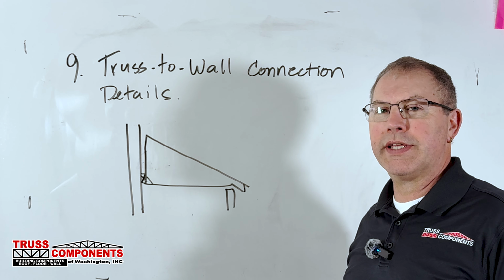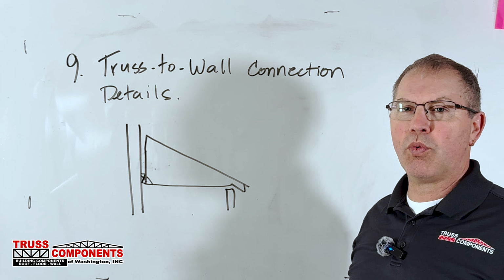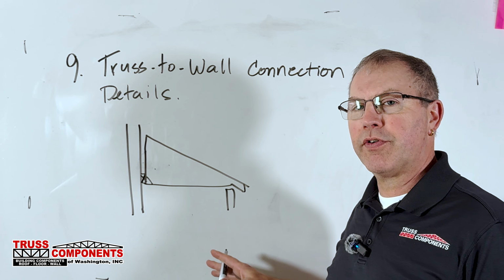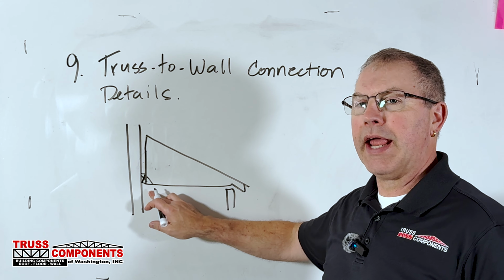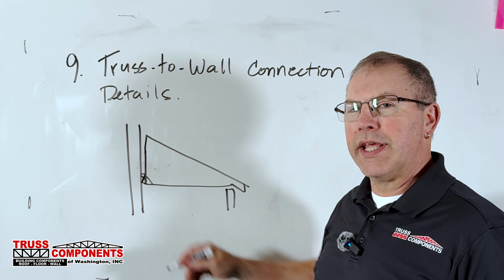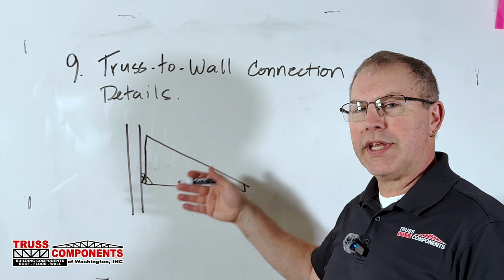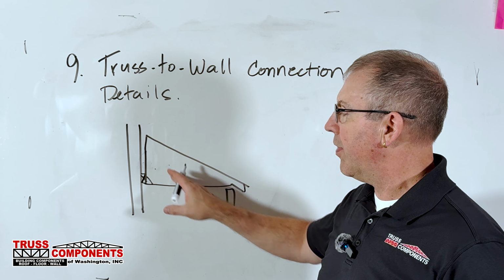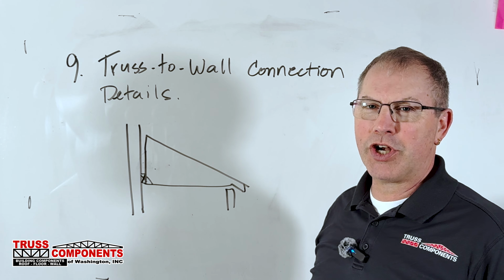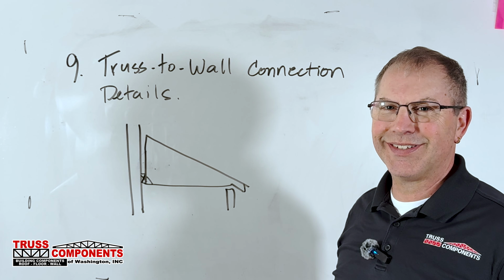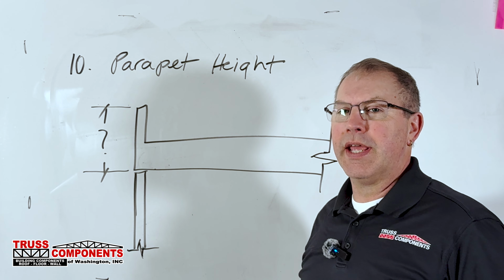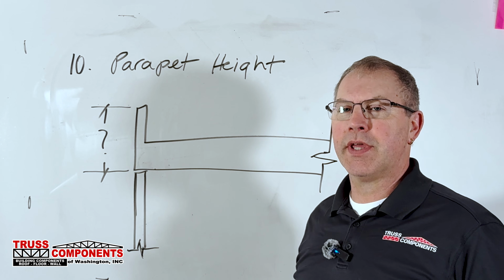Number 9 on our list of missing details is truss to wall connection. A lot of times we'll have a truss for a lower roof, for instance, that is meeting a wall of an upper level. We need to know, are we tying into ledgers? Is there something in the wall? Are we using hangers? How is that truss going to be supported? And that's information that should be provided by the engineer of record. We'll match their details.